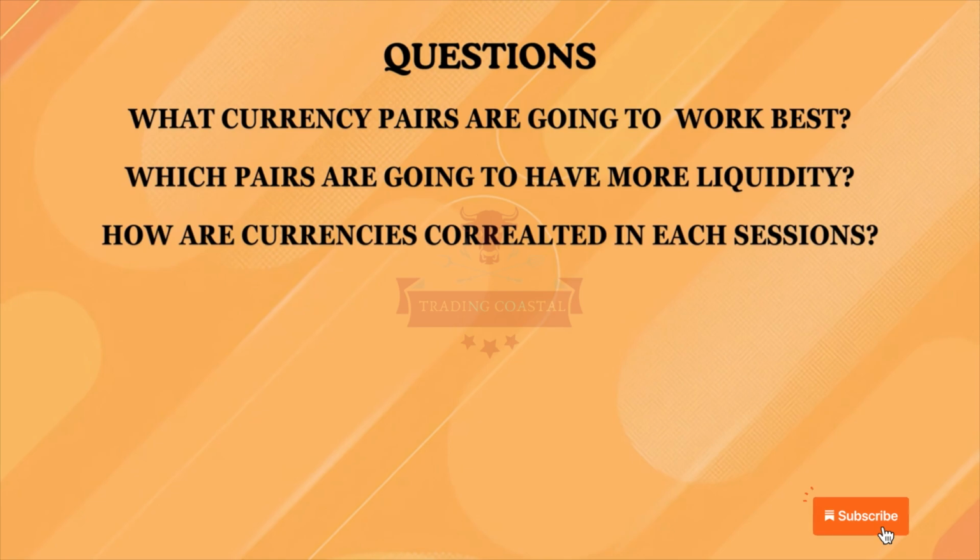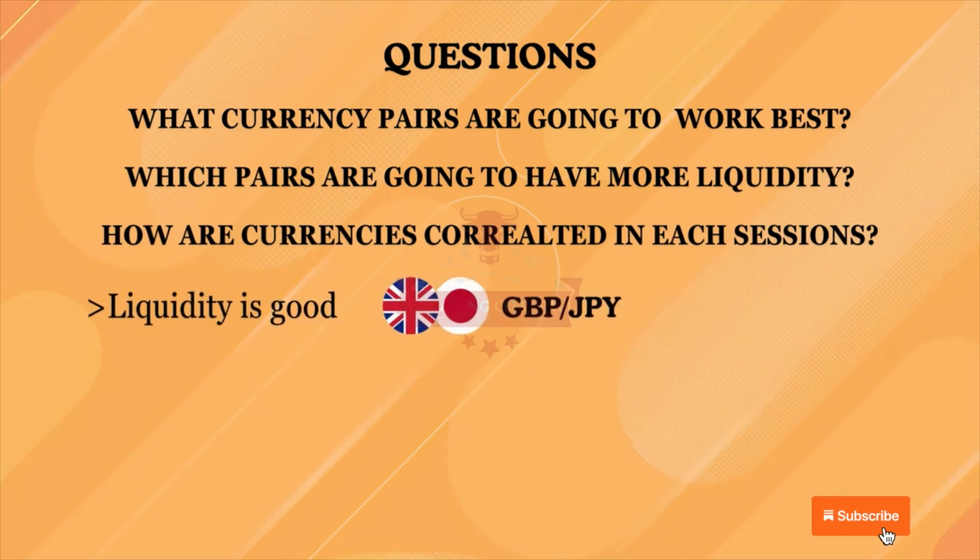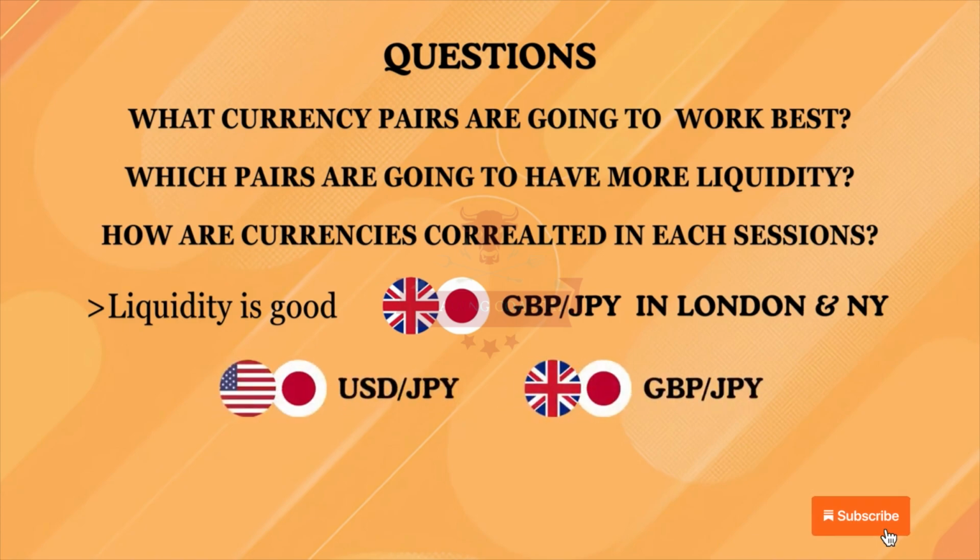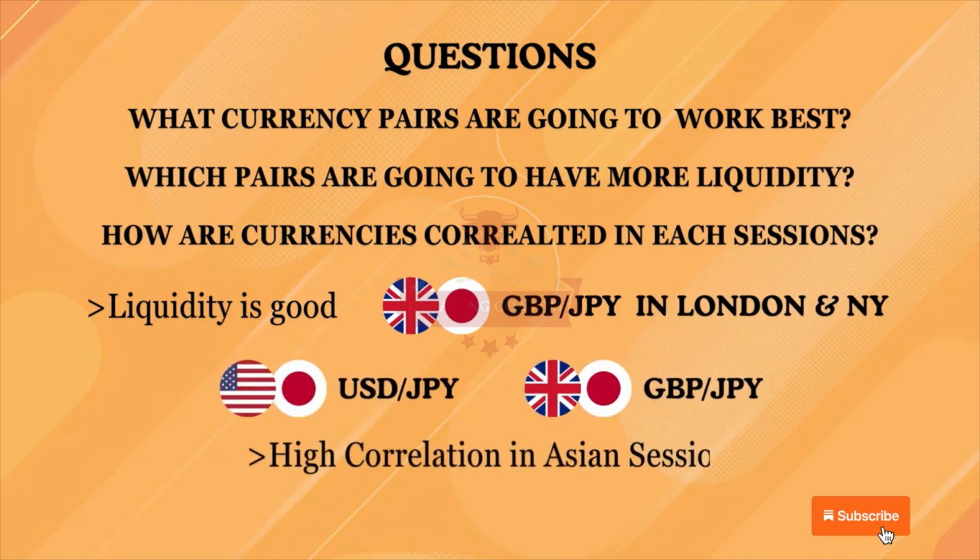The pairs that will work best are those that have a lot of liquidity in one direction in the sessions. For example, GJ has a lot of liquidity in the London and New York sessions and is also influenced by the pound only. The correlation of pairs depends on the currencies that are being actively traded in the sessions. For example, pound yen and USD yen are highly correlated in the Asian session, because the yen is being actively traded, so the yen influences their movements.